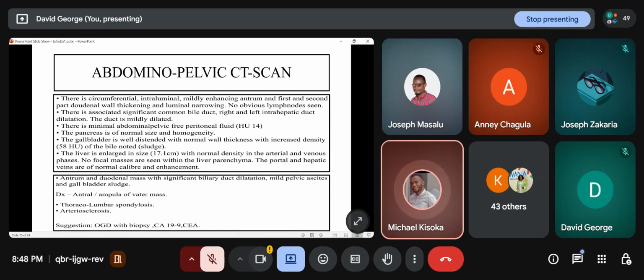So this was the impression from the radiologist. So there's an antro-duodenal mass with a significant biliary duct dilatation, mild pelvic ascites, and gallbladder sludge. So they had a differential diagnosis of an antral versus an ampulla of Vater mass. Thoracolumbar spondylosis and others are incidental findings. So what's your suggestion apart from the suggestion from the radiologist, which is OGD with biopsy plus the rest of the investigations?